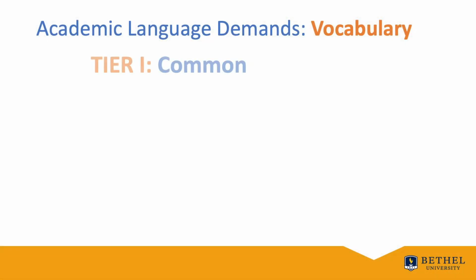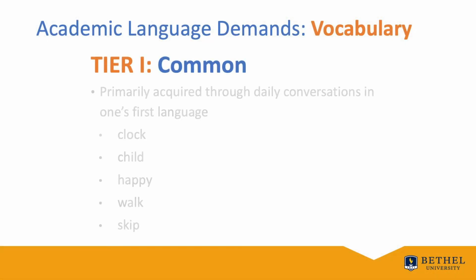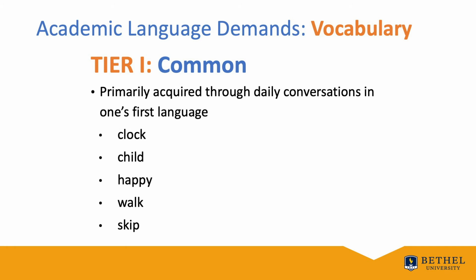In regards to academic language, there are three tiers. This was first undertaken by Beck, McKeown, and Omanson in 1987, but then again in the text Bringing Words to Life by Beck, McKeown, and Kucan in 2002. Tier 1 words represent common everyday terms, and these are primarily acquired through our daily conversations and our first language.